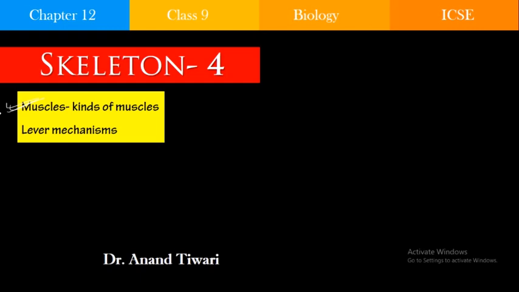because the human skeleton would be incomplete without the function of the muscles. What are the different kinds of muscles? We will also discuss the lever mechanism. What makes the work easy? A little bit of physics about how the muscles and the bones combine to use the lever mechanism to make the work easy. So let us start with the muscles.